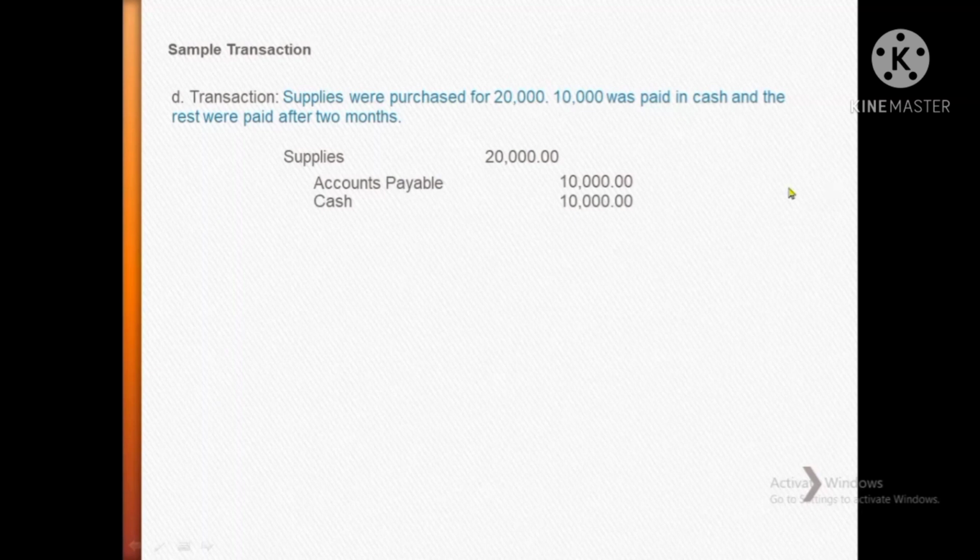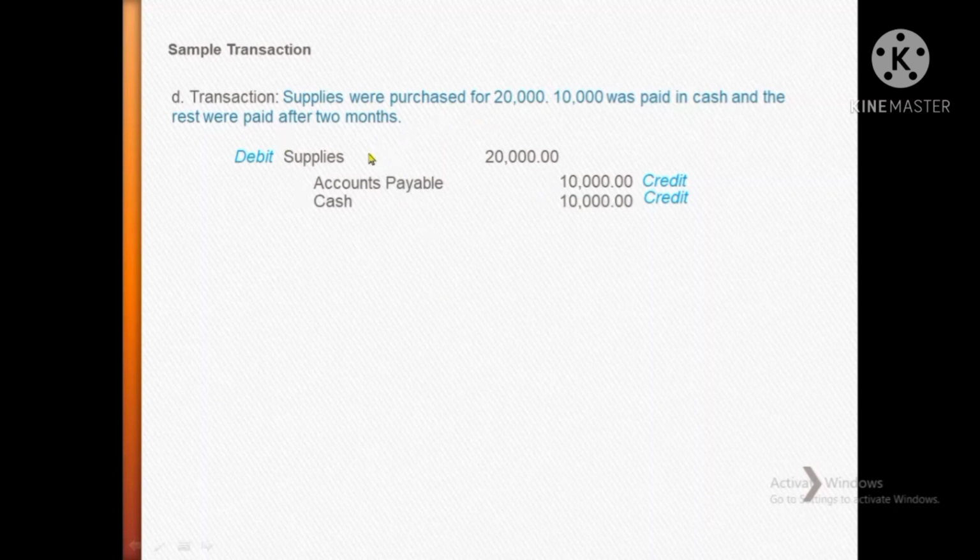But before we do that, I told you earlier that this can be read as debit supplies, and then we have two credits, the accounts payable and the cash. So let's go back to the transaction. The transaction says supplies were purchased for 20,000, 10,000 was paid in cash, and the rest were paid after 2 months. So let's see if this is correct.